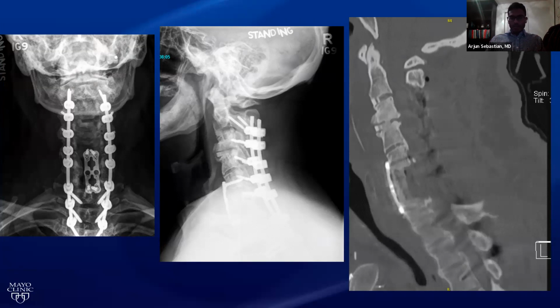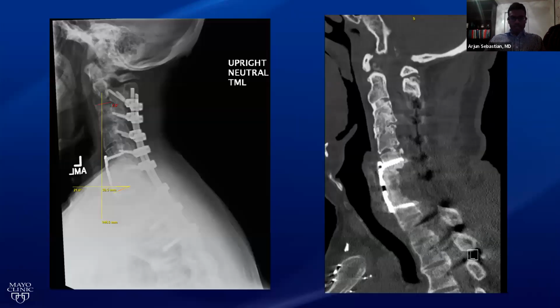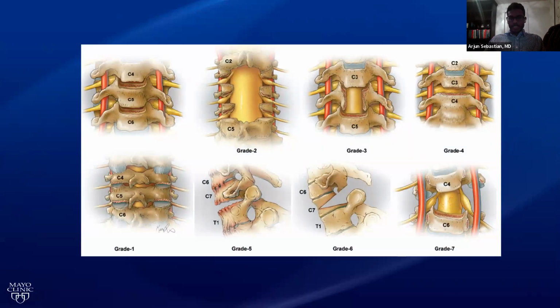And these are our immediate postoperative images and a post-op CT scan showing that resection of the OPLL. And then these are 2-year post-op images, again, showing that he went on to solid arthrodesis with good improvement in his alignment, and thankfully no major issues.